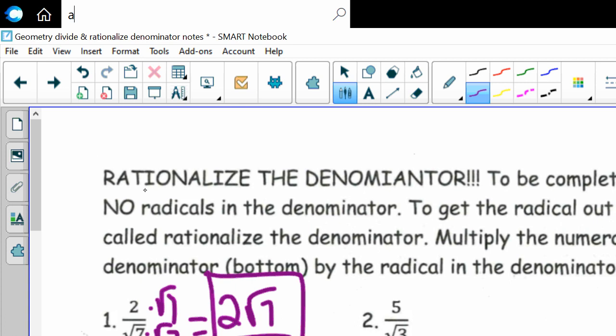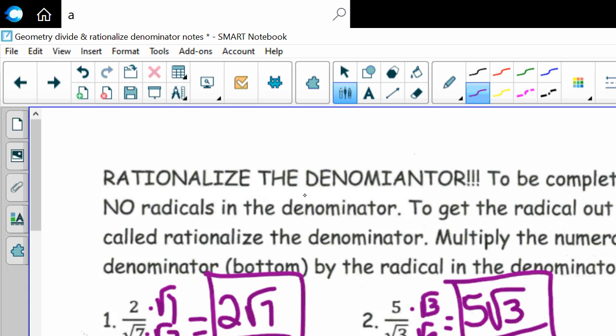So number 2, 5 divided by the square root of 3. Again, multiply top and bottom by the square root of 3. So on top, I have 5 square roots of 3 over the square root of 3 times square root of 3 is just 3. I have a 5 and a 3 not underneath radicals. They're not going to reduce. So those are my answers.